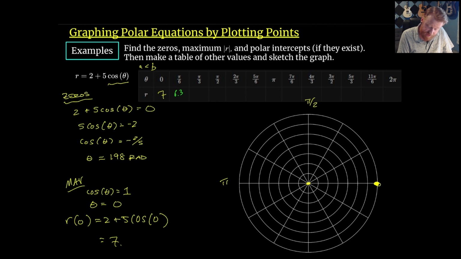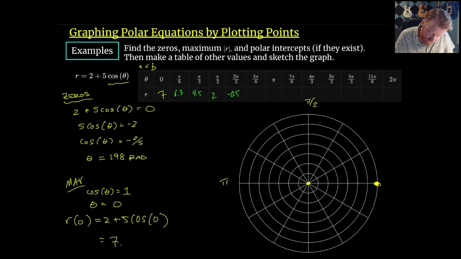At pi over 6, we're at 6.3. At pi over 3, we'll be at 4.5. At pi over 2, we'll be at 2. At 2 pi over 3, we're going to get negative 0.5. So we'll have to think about what happens when we're looking at negative radius values. We talked about that before, but we will be applying it here.